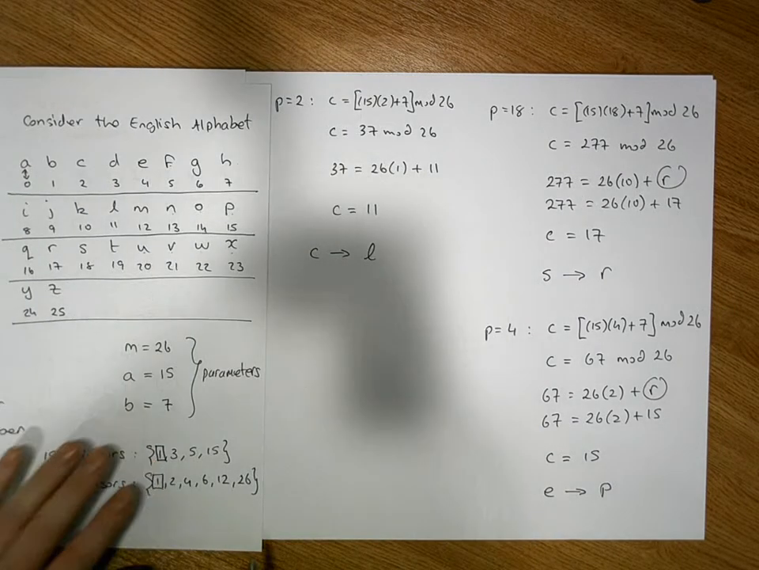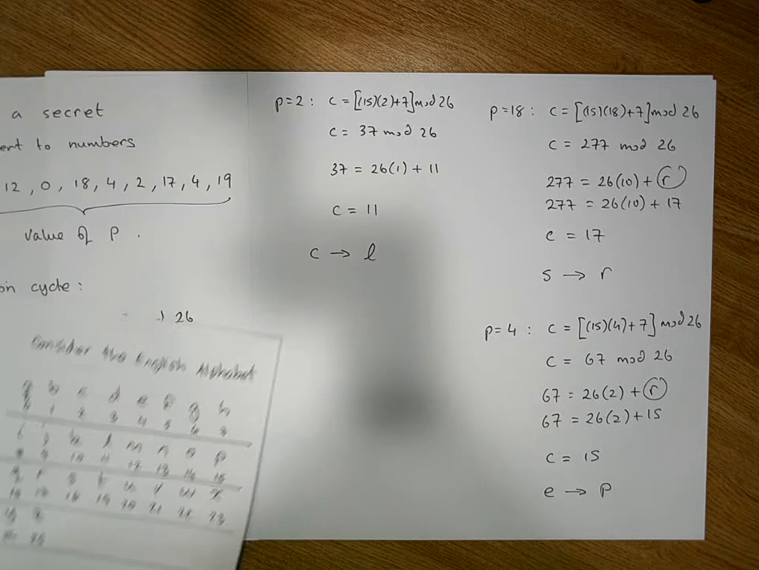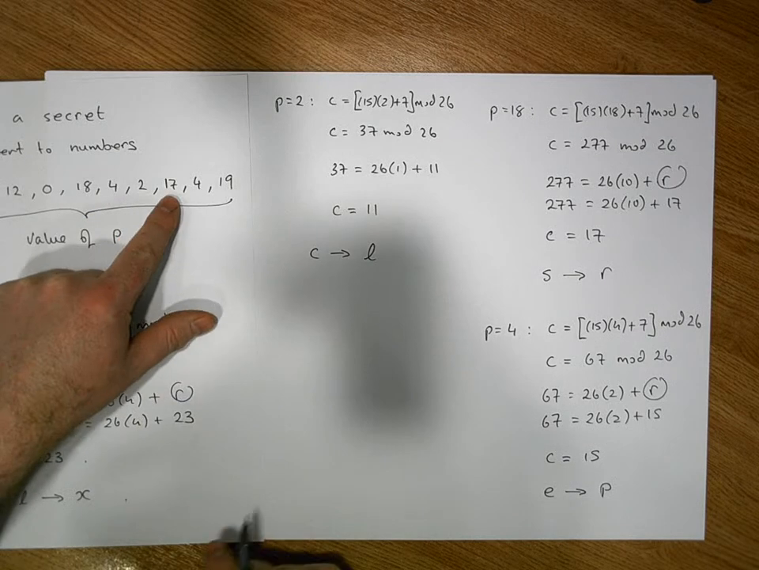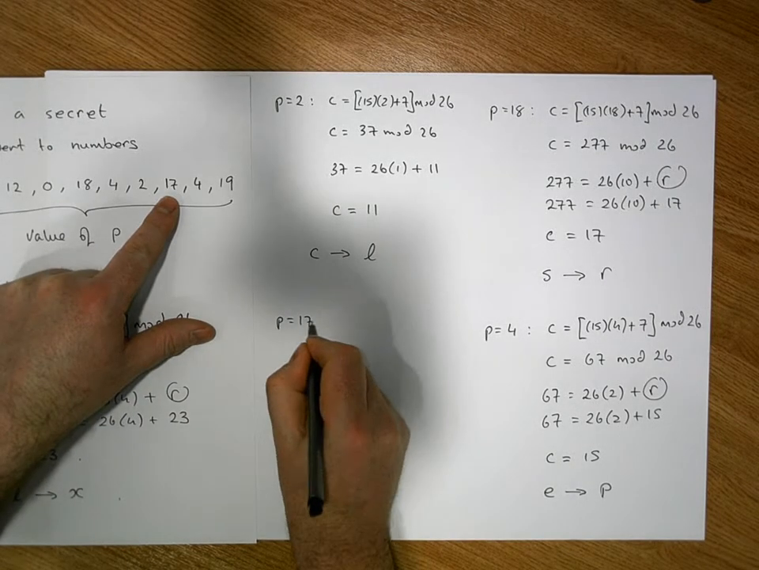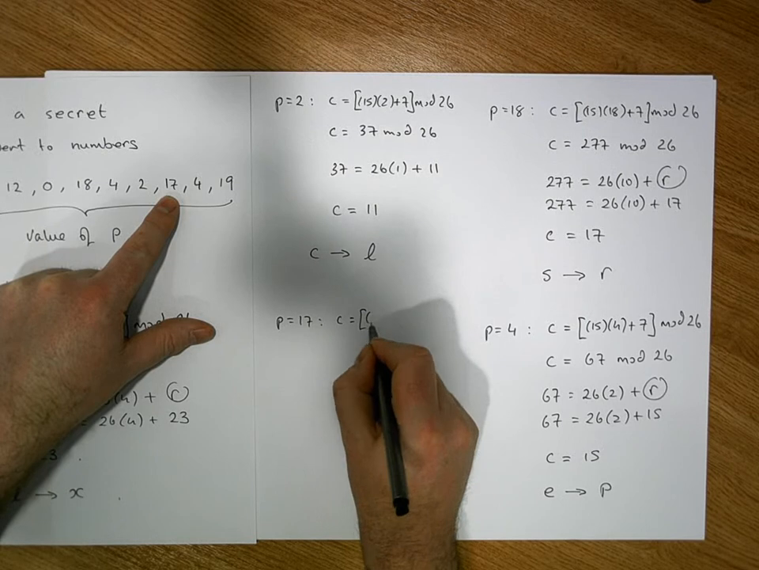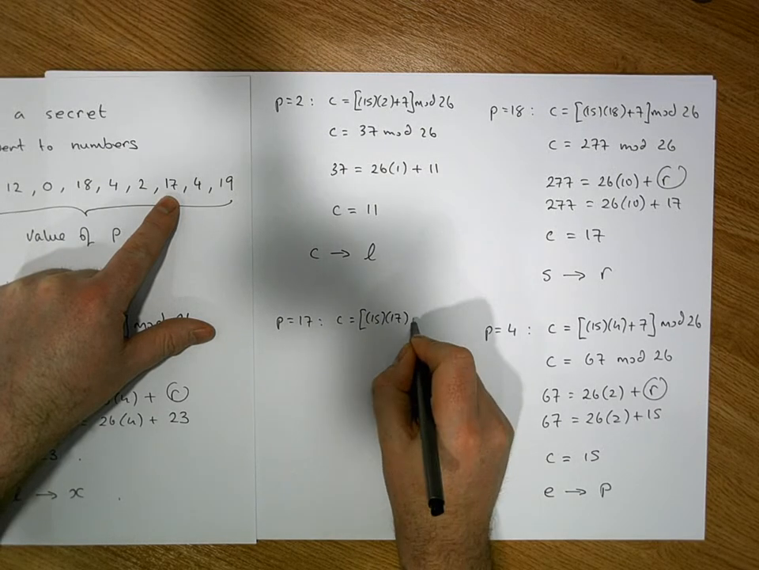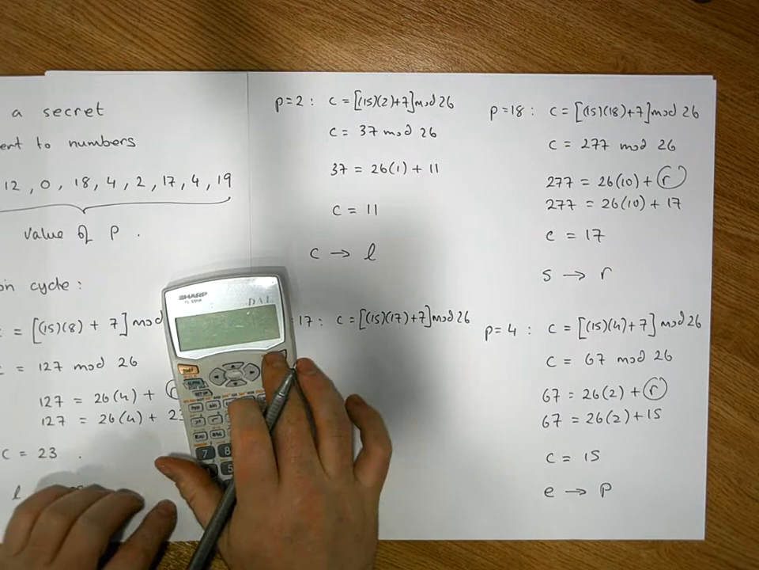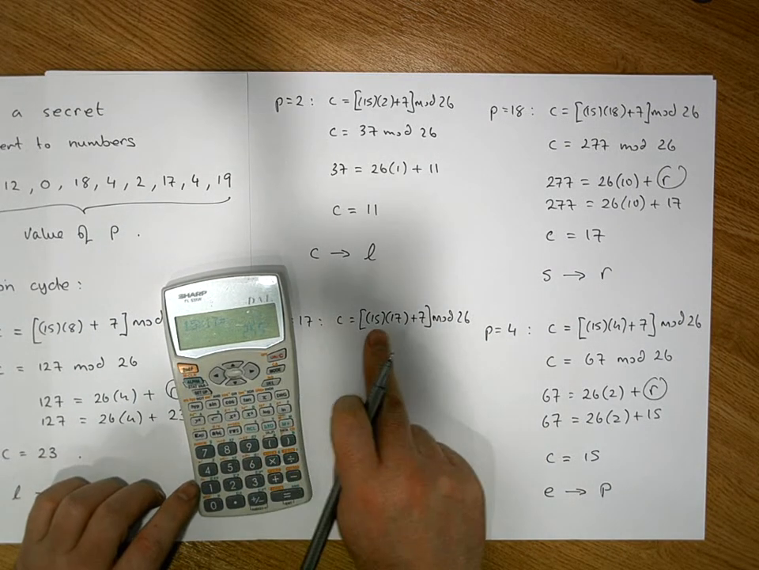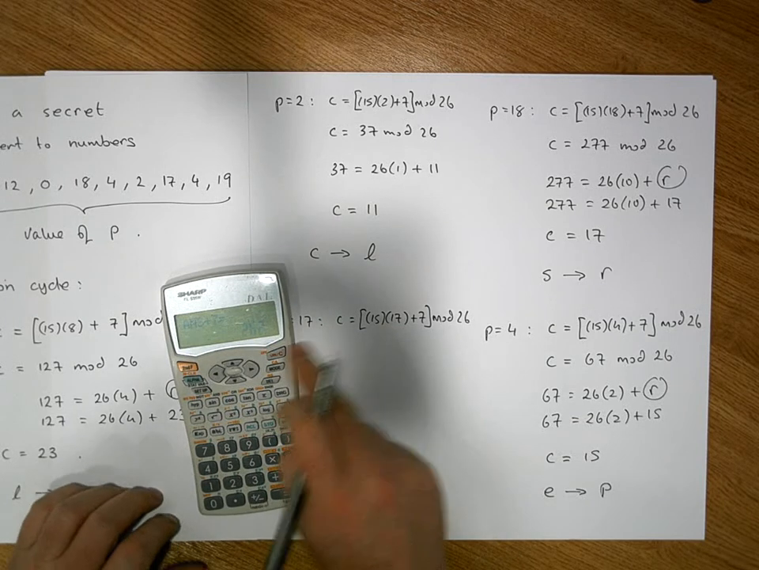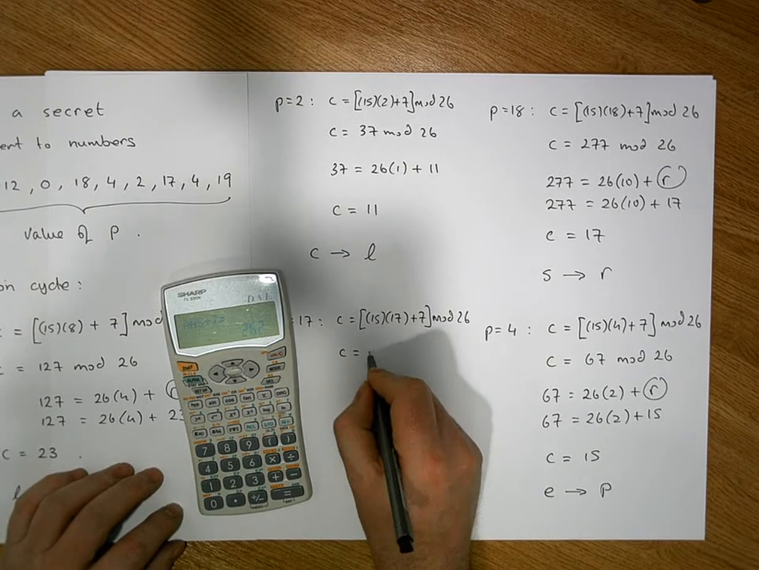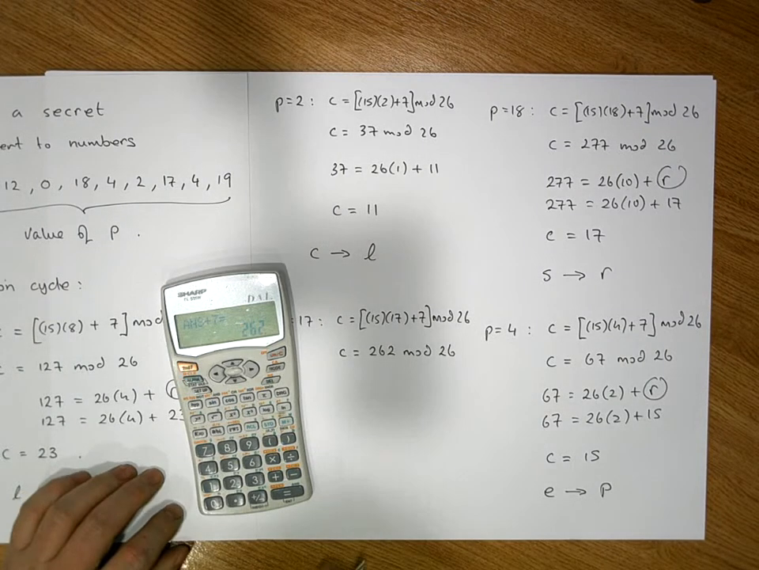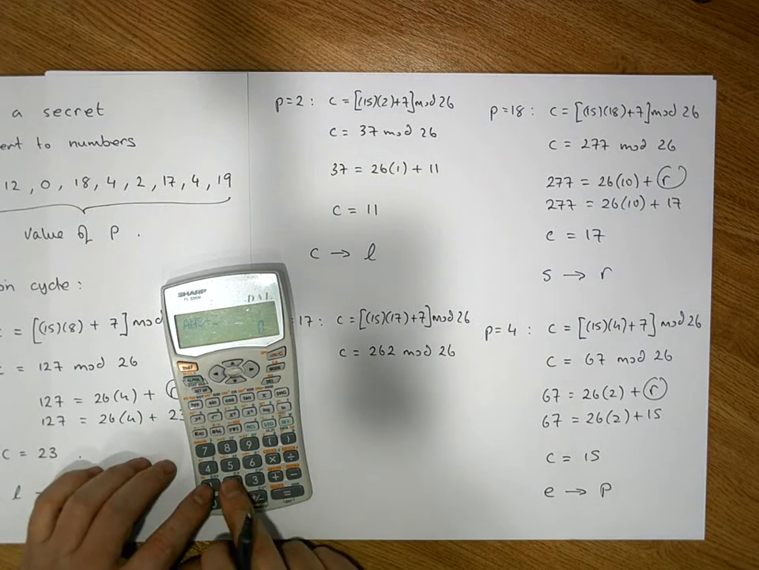Nearly there. We have two more to do, because we've already done 4. So we need to do 17 next. When P is equal to 17, the ciphertext is equal to 15 times 17 plus 7 modulo 26. 15 times 17 gives us 255, plus 7 gives us 262, so the ciphertext must be equal to 262 modulo 26. How many times does 26 go into 262? Divided by 26, it goes in approximately 10 times.